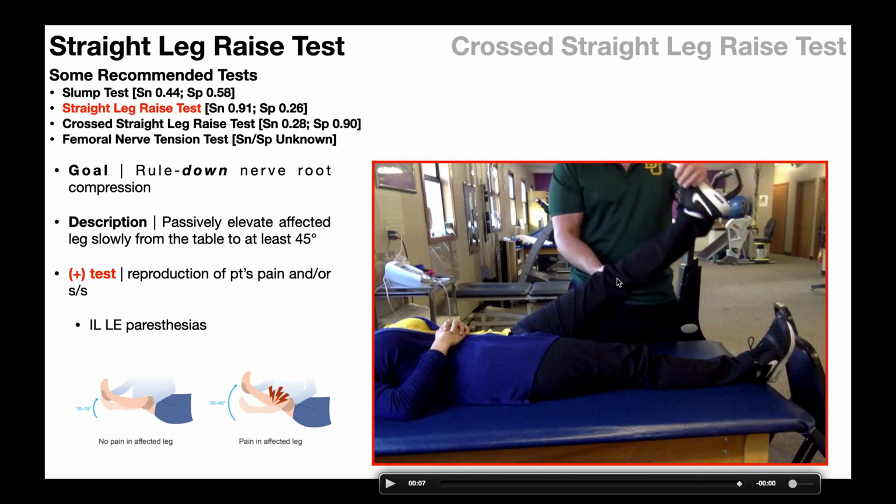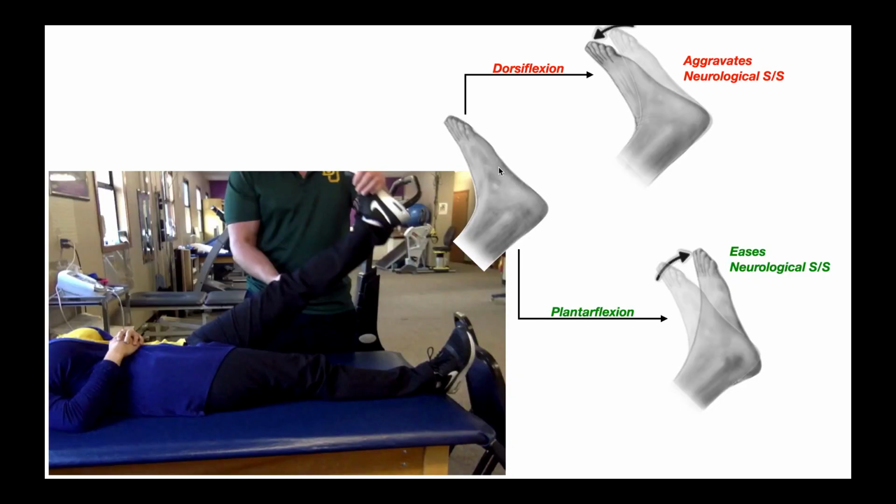Now, if you just do that, it might be sufficient to call it positive, but you can do something further to really confirm that you've got nerve root compression. So from that position, you see the foot right here, you can also dorsiflex that ankle. The practitioner would passively dorsiflex the ankle, and what you would expect is that to actually aggravate those neurological symptoms, make them a little bit worse. So make the numbness a little worse, the tingling a little worse, the burning shooting a little bit worse. The reason for that is dorsiflexion puts further tension on those nerve roots in this position.